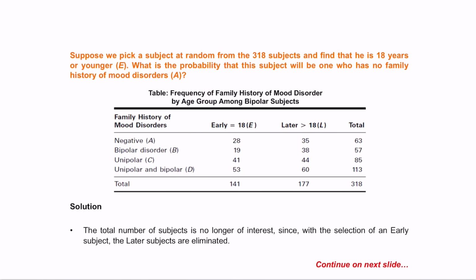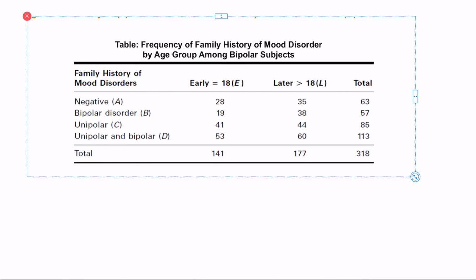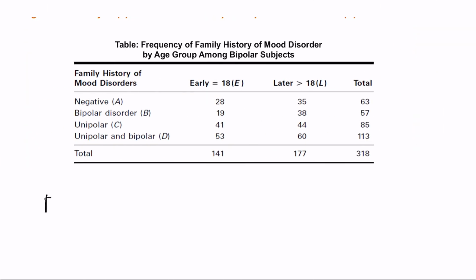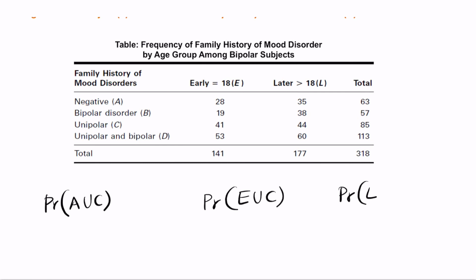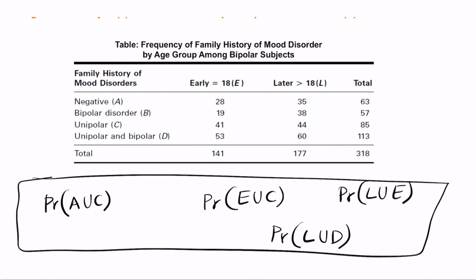Now try using the same table and try finding the probability that the person will have no family history of mood disorders. So find the probability of A union C, find the probability of A, the probability of E union C, the probability of L union E, and the probability of L union D. Right, so try each of them. For hints, I can give you the first one, A union C.